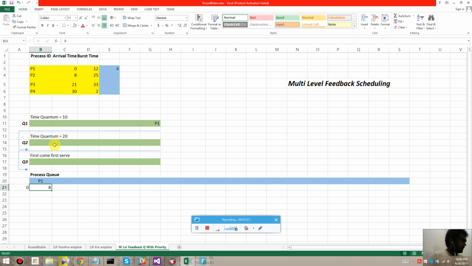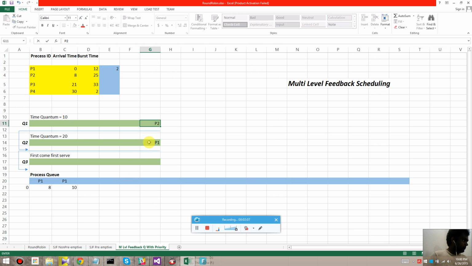By time 8 process P2 comes to the queue, so I'll add it to the end of the queue, and process P1 will continue to work for another 2 time units till the time quantum for Q1 expires. Until 10 process P1 will be running, and by 10 it expires and needs another 2 time units to complete. Since the time quantum expires on Q1, I have to move process P1 from Q1 to Q2, and I'll add P2 to the front of the queue here.